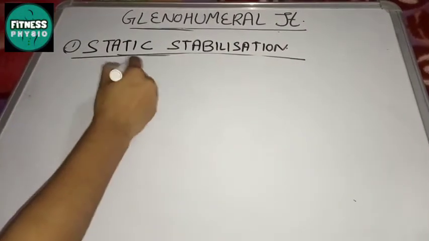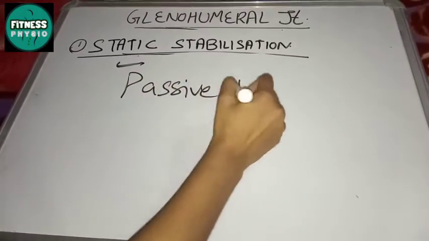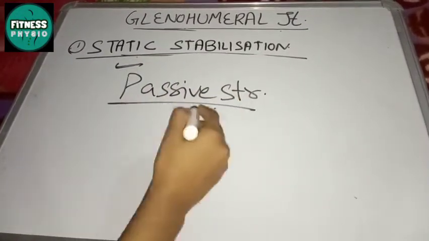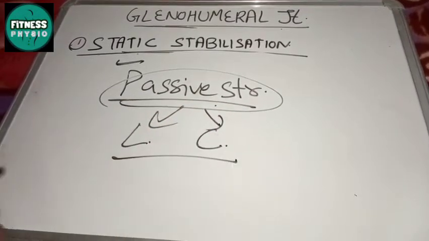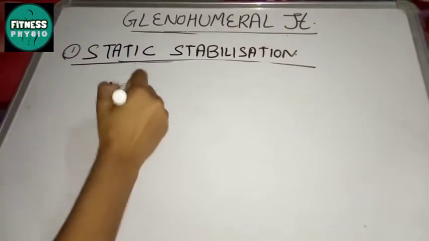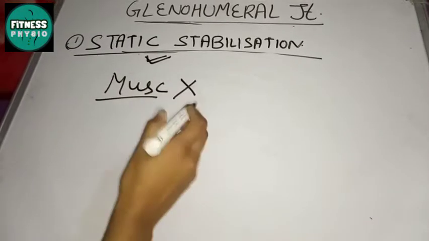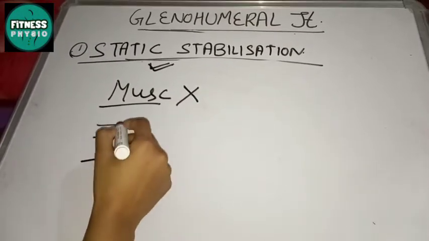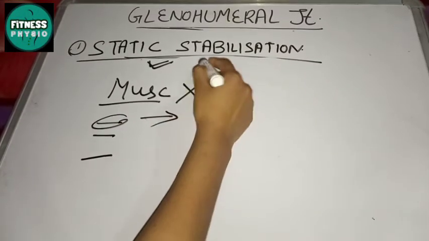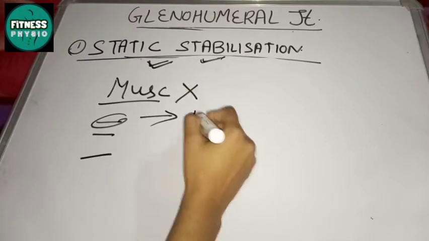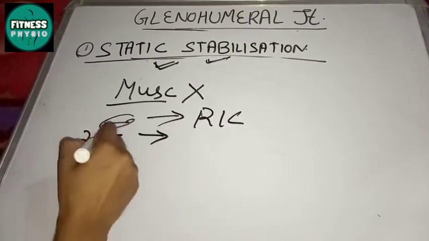During static stabilization, all passive structures work for this stabilization. Passive structures are your ligaments and capsules. So no muscular force is acting in your static stabilization. We will be reading three different structures. We have read about the first structure, which helps in maintaining your static stabilization, your capsuloligamentous structure, that is your RIC. Next we will be learning about the second method.